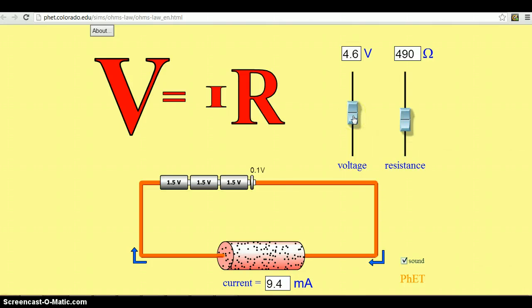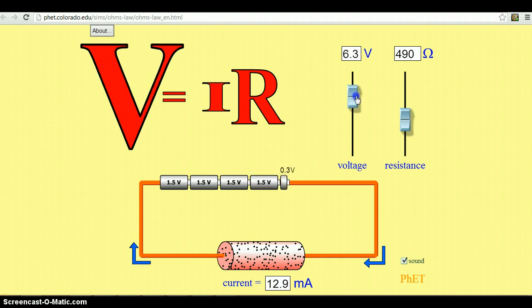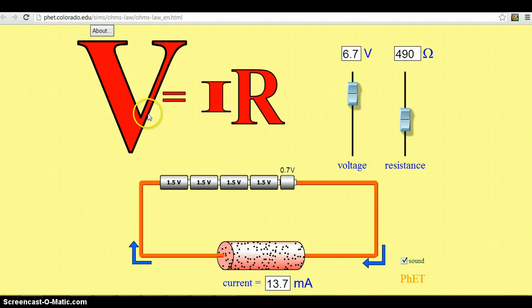This is because when you increase the voltage, you increase the amount of charge moving through the wires, and current is measured in amps, which is coulombs per second. That just means current measures the amount of charge moving through the wires per second.